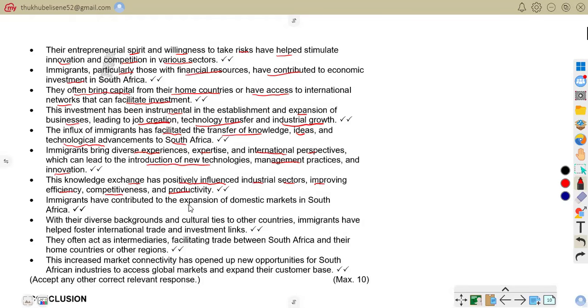Immigrants have contributed to the expansion of domestic markets in South Africa. With diverse backgrounds and cultural ties to other countries, immigrants have helped foster international trade and investment links. They often act as intermediaries, facilitating trade between South Africa, their home countries, and other nations. This increased market connectivity has opened up new opportunities for South African industries to access global markets and expand their customer base. So that is that.